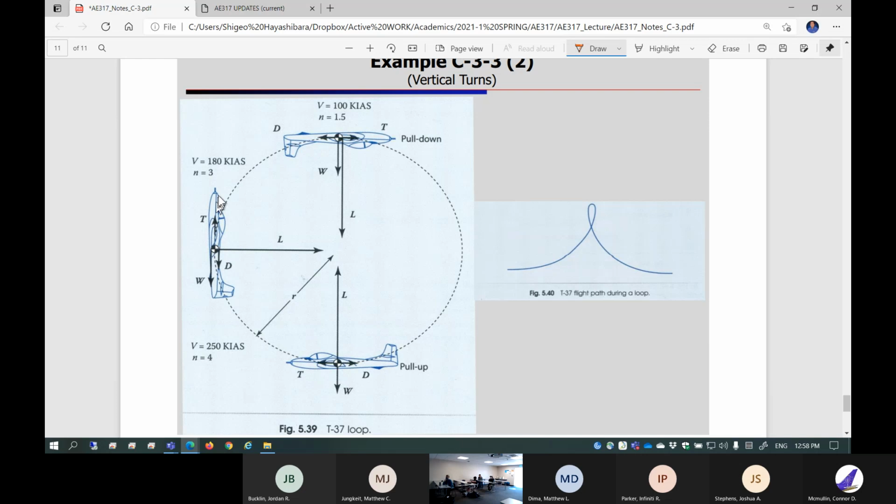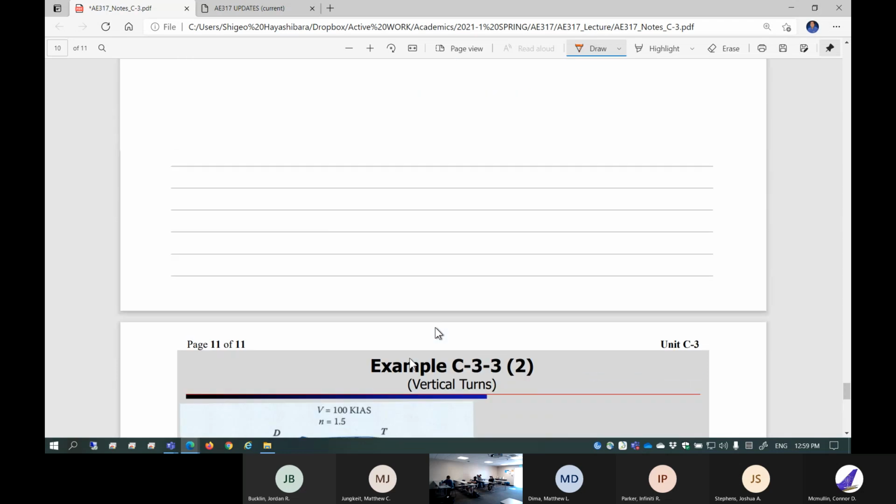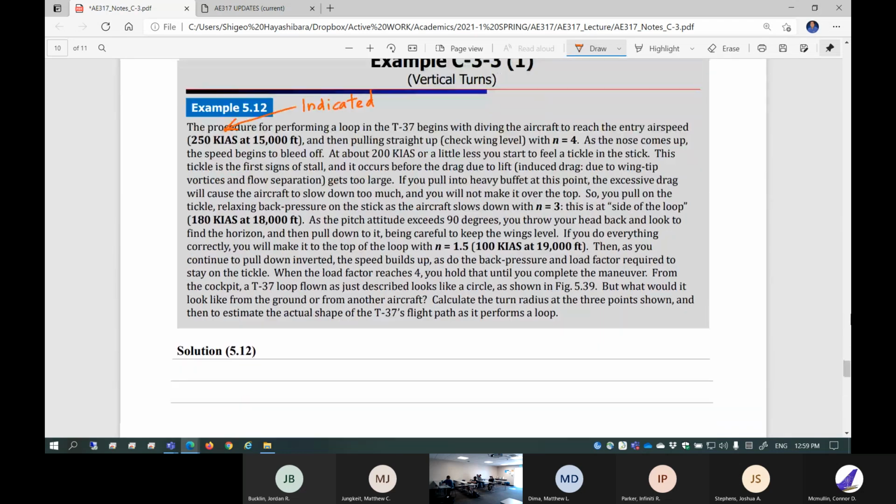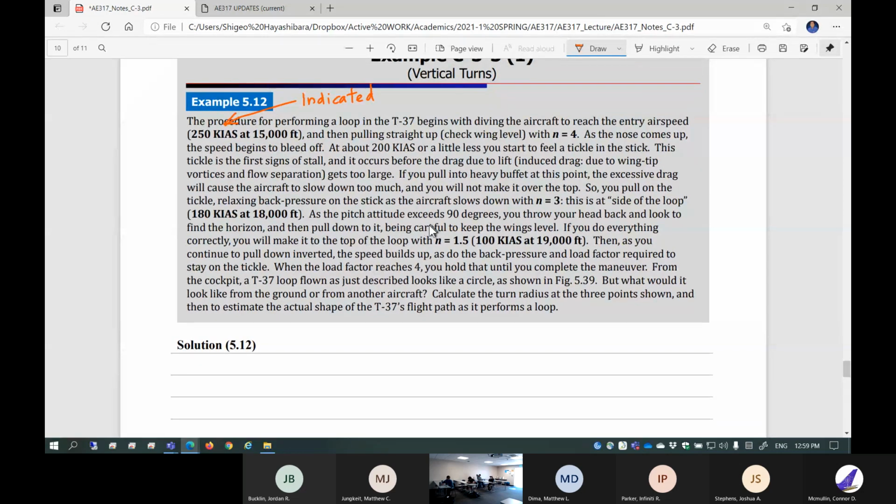And then starting from here, you try to reach the top. You're continuously losing your airspeed, and continuously losing your radius and rate of turn, but you reach the top. As you reach the top, the load factor is 1.5, and the airspeed is 100 ks. Now you are going to start pull down. Complete the other half. Okay, that's what it says. So as the pitch attitude exceeds 90 degrees, you throw your head back.